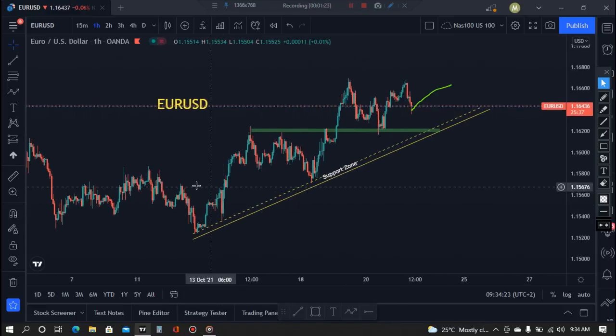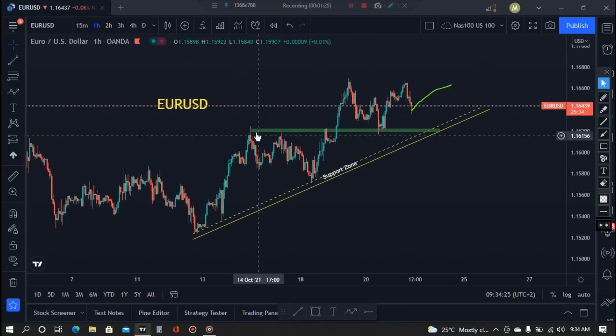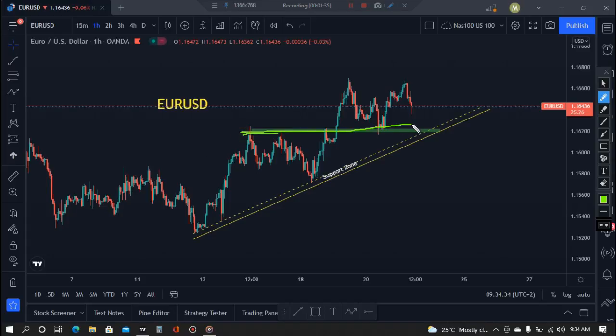Let me remove this. Around this area, you can see that we have a resistance, and this resistance has now made a support here. Even if we still have this support here, you can see that we also had another resistance, and it's now our support. So the market is actually creating something like that. It's how the market is going to move.